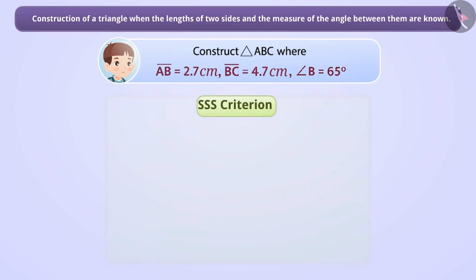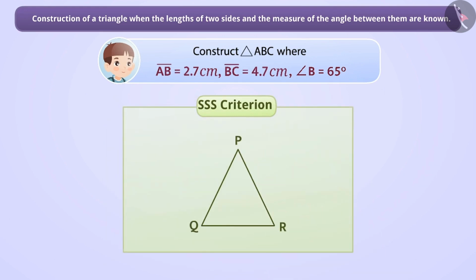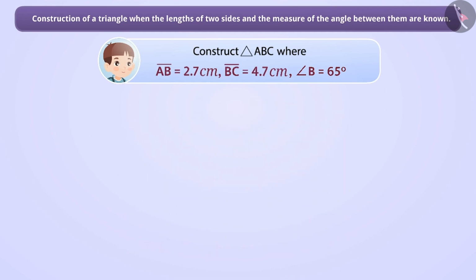Rahul knows how to construct a triangle based on the SSS criterion. Under the SSS criterion, the lengths of all three sides of a triangle must be known in order to construct a triangle. Here, Rahul knows the lengths of sides AB and BC of triangle ABC, but he doesn't know the length of side CA. As a result, Rahul failed to construct triangle ABC. So tell me, could Rahul construct triangle ABC using the information provided?